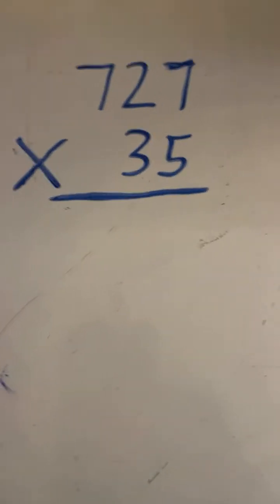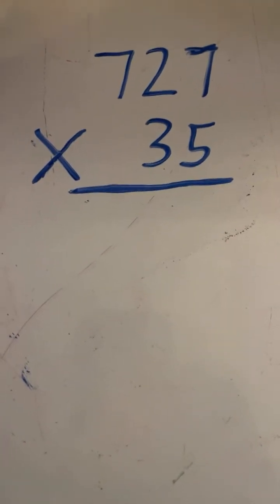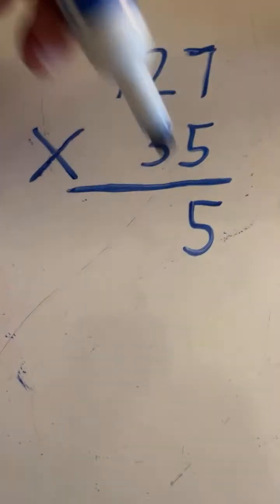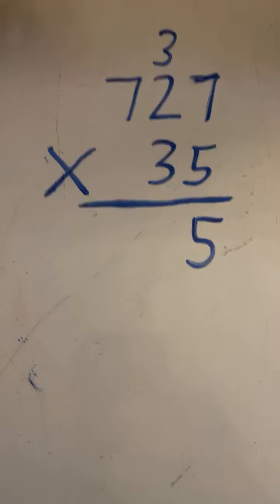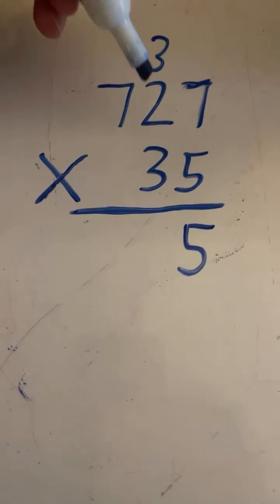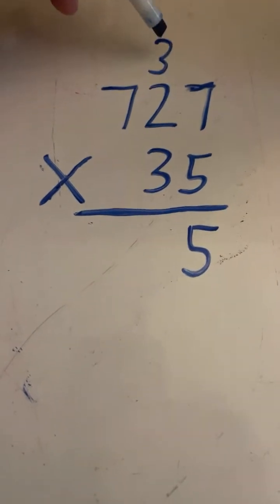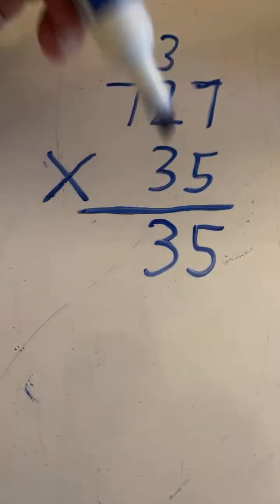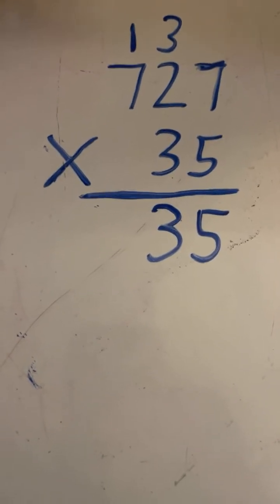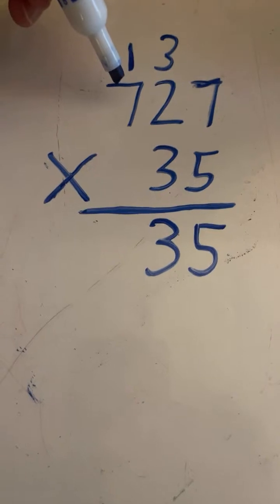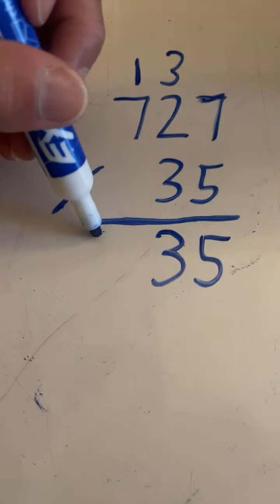All right, so we're starting in the ones place. 7 times 5 equals 35. Because our product is more than 10, we regroup. The 5 in 35 goes in the ones place. The 3 gets carried over to the tens place. 2 times 5 equals 10, plus 3 equals 13. The 3 in 13 goes in the tens place. The 1 in 13 gets carried over to the hundreds place. 7 times 5 again equals 35, plus 1 equals 36.